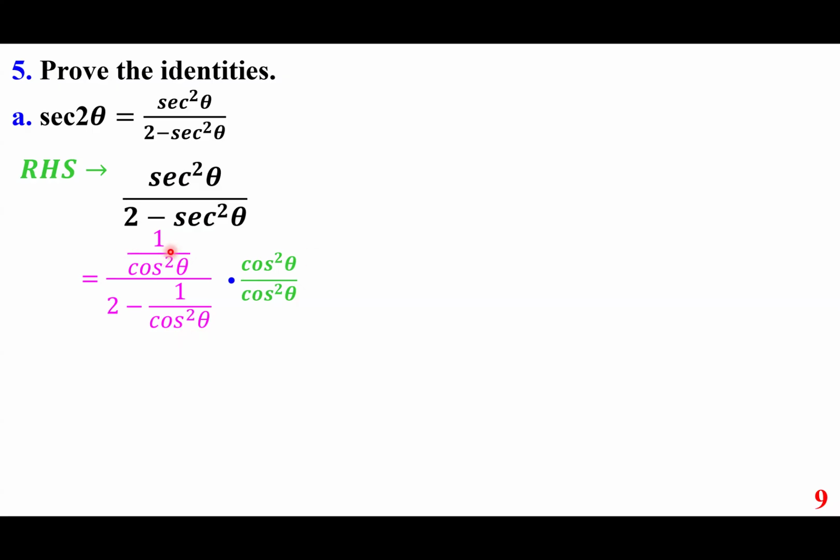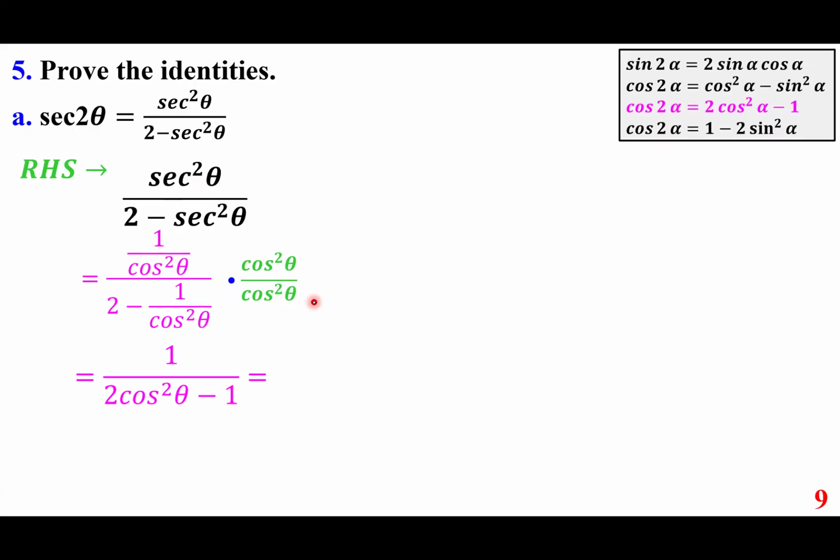When we multiply these two, we just get 1. When we multiply these two, we get 2 cosine squared. When we multiply these two, we get minus 1. Now recall, cosine of double angle, 2 cosine squared alpha minus 1. So 2 cosine squared theta minus 1 is cosine of 2 theta. And therefore, it's secant of 2 theta, because secant and cosine are reciprocals. And believe it or not, that's the proof.